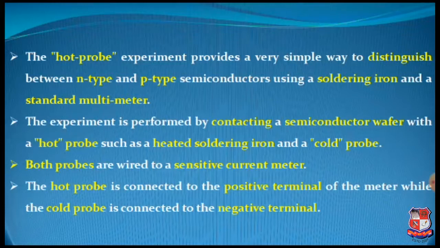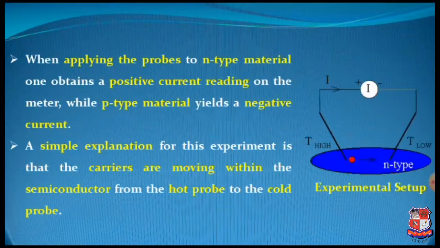Both probes are wired to a sensitive current meter. So it is a very simple experimental setup. The hot probe is connected to the positive terminal of the meter, while the cold probe is connected to the negative terminal. So I hope that the experimental setup is clear in your mind, which can again be explained in detail with this experimental setup as shown in this figure.